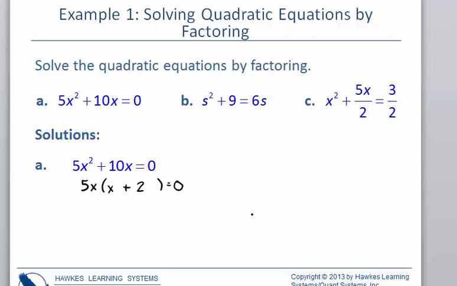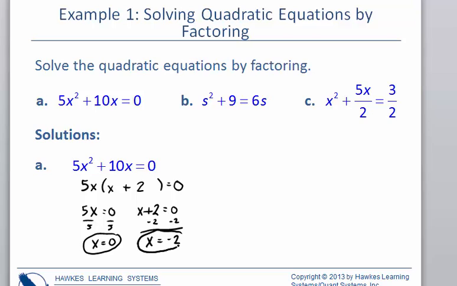Now, once that is done, then you're going to take each of your two factors, so the 5x and also the x plus 2, and you're going to set those equal to 0. And you're going to solve each one for x. So in the first one, we would divide both sides by 5, giving me a solution of x is equal to 0. In the second one, we're going to subtract 2 from both sides, giving me a solution of x is equal to negative 2. So x is equal to 0 and x is equal to negative 2 are the solutions to our quadratic equation.